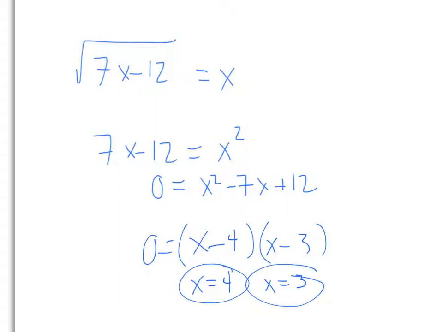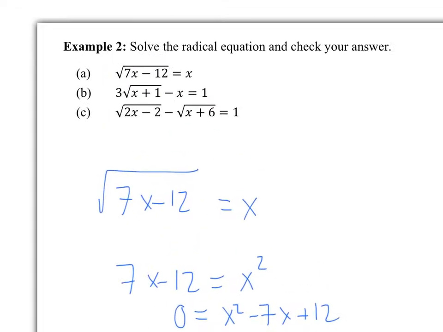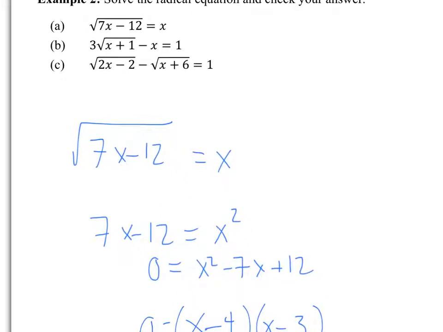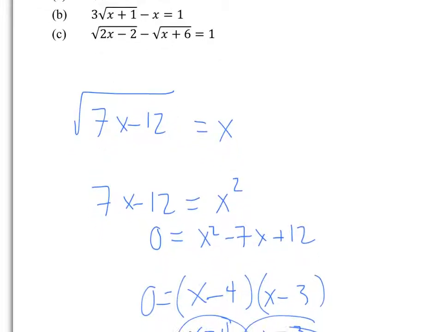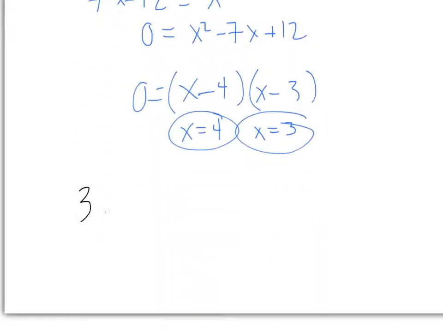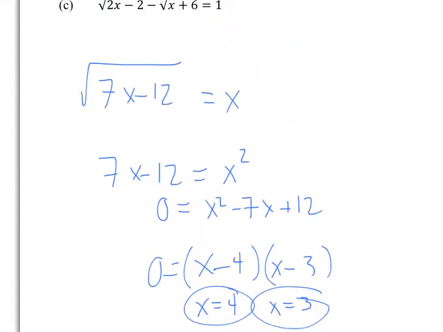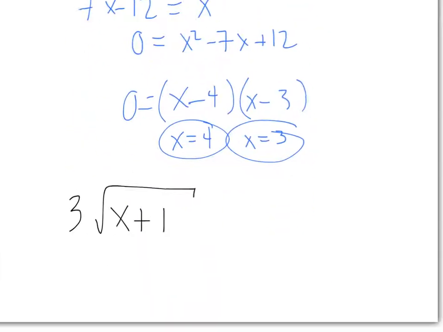Because one of these examples coming up, if you have two radicals at the same time, we're going to see if that's going to cause a problem as well. Let's take a look at part B, though. Okay, so part A is 4 or 3. Let's look at part B. 3 times radical x plus 1 minus x equals 1.